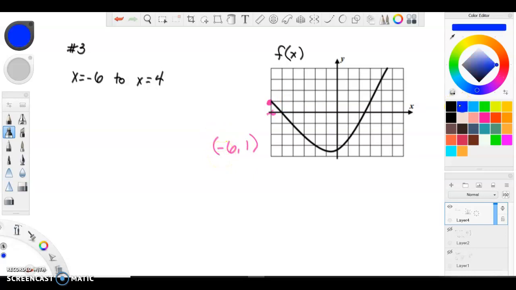Then on the other side, we have x equals 4. So 1, 2, 3, 4. I go up 1, 2, 3 to find my point. And now the point here is 4 comma 3.